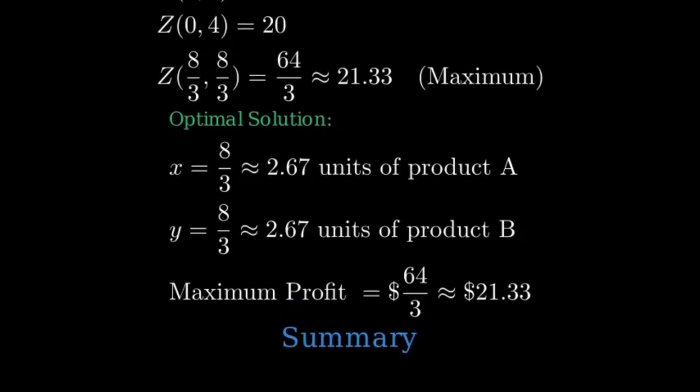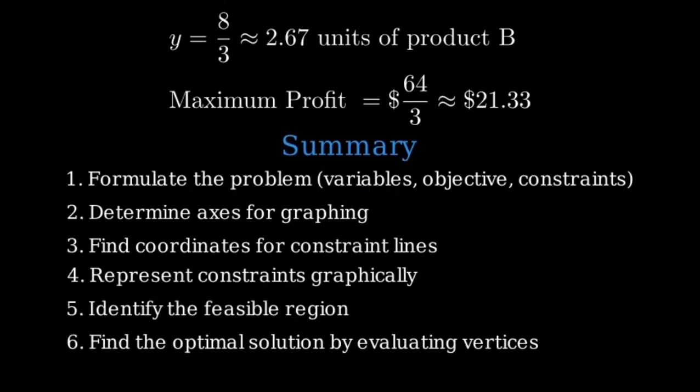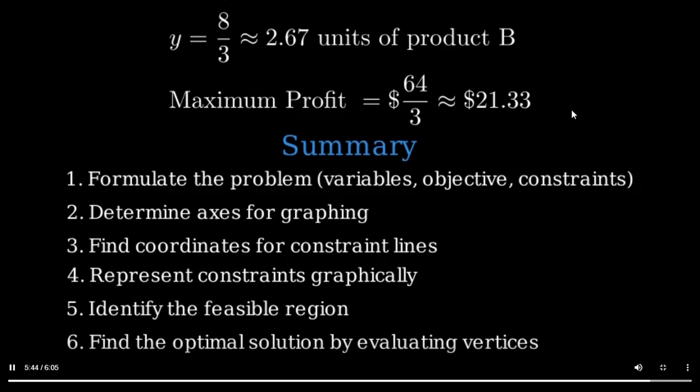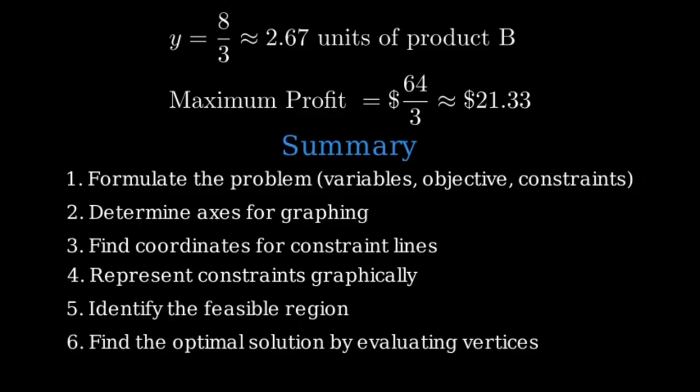Let's summarize what we've learned about solving linear programming problems. We went through 6 steps. First, we formulated the problem by identifying decision variables, creating our objective function, and defining constraints. Second, we determined our axes to prepare for graphing. Third, we found the coordinates for our constraint lines. Fourth, we represented these constraints graphically. Fifth, we identified the feasible region where all constraints are satisfied. And finally, we found the optimal solution by evaluating our objective function at each vertex of the feasible region.